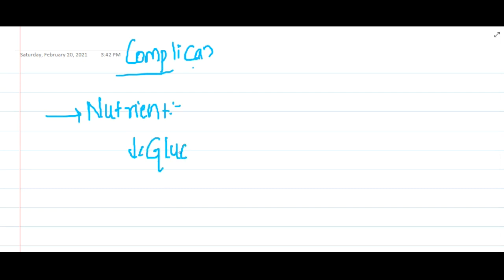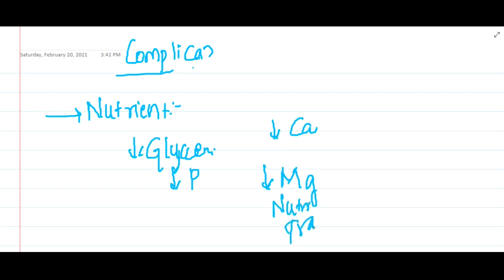In the complications of total parenteral nutrition, first are those related to nutrient deficiencies. That means it can cause hypoglycemia, hypophosphatemia, hypokalemia, hypomagnesemia, or deficiency of trace elements and zinc. These are complications due to deficiency. And we also have complications due to overfeeding.